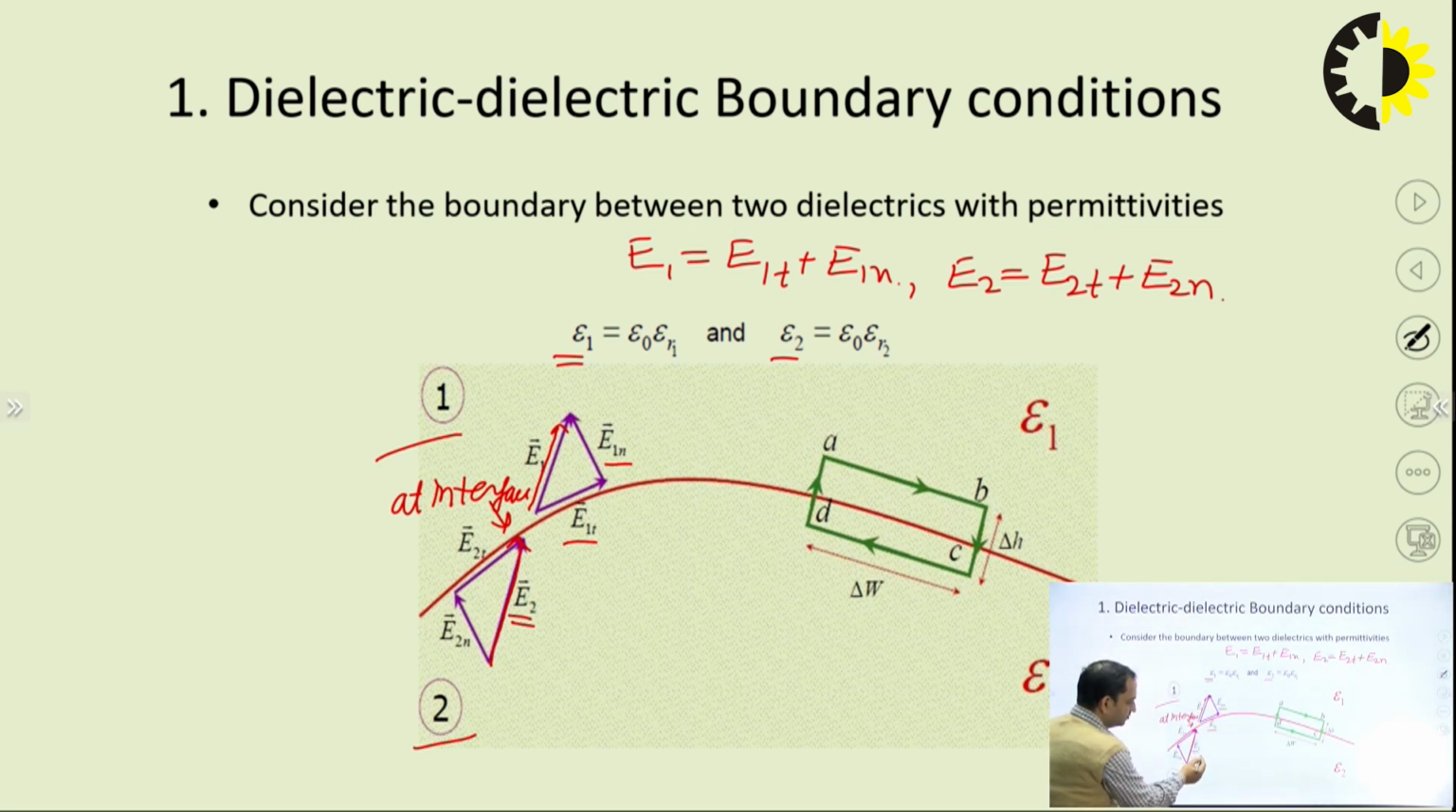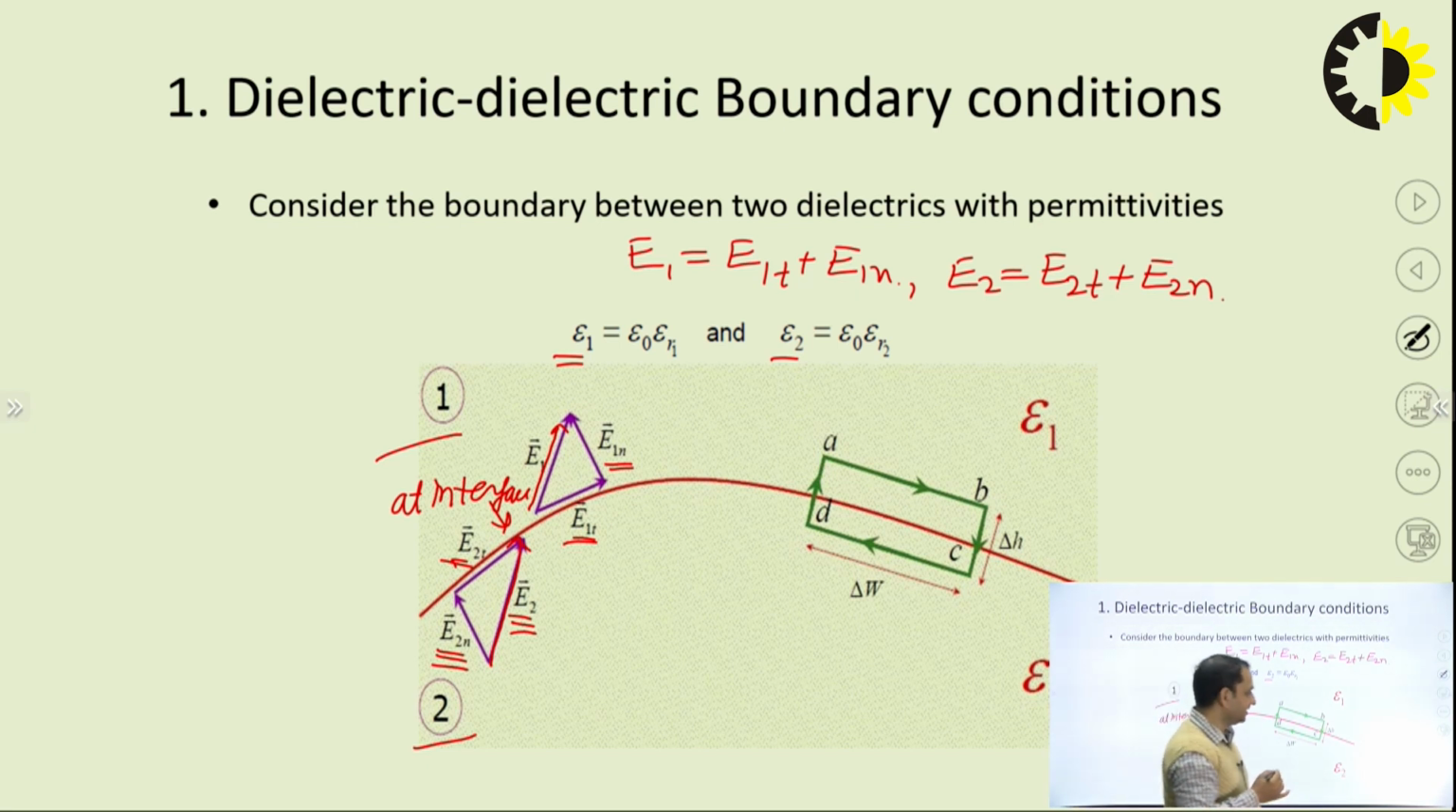E2 is the total electric field in medium 2, and we are bifurcating it into two components. The first is E2t, the component parallel, or tangential, to the interface, and E2n, the normal component toward the interface. So E1 is equal to E1t plus E1n, and E2 is equal to E2t plus E2n. We will use these two equations.